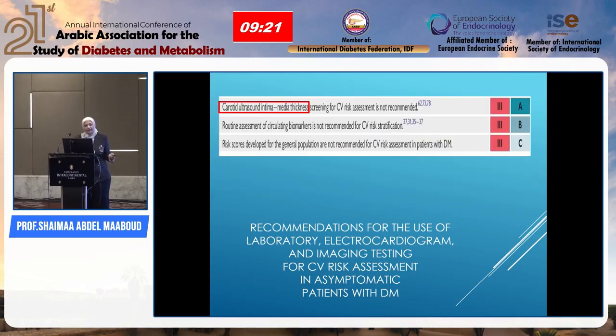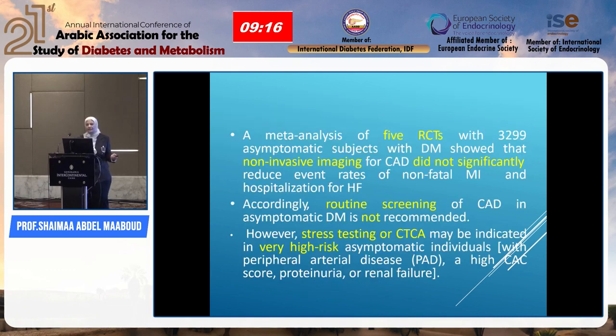Carotid ultrasound and intima-media thickness is contraindicated. A meta-analysis of 5 randomized clinical trials with 3,299 asymptomatic subjects with diabetes mellitus showed that non-invasive imaging for coronary artery disease doesn't significantly reduce the event rates of non-fatal MI and hospitalization for heart failure. So routine screening for coronary artery disease in asymptomatic diabetes mellitus is not recommended.